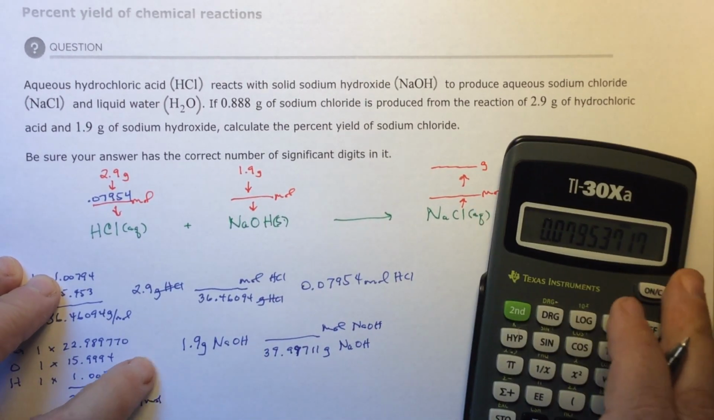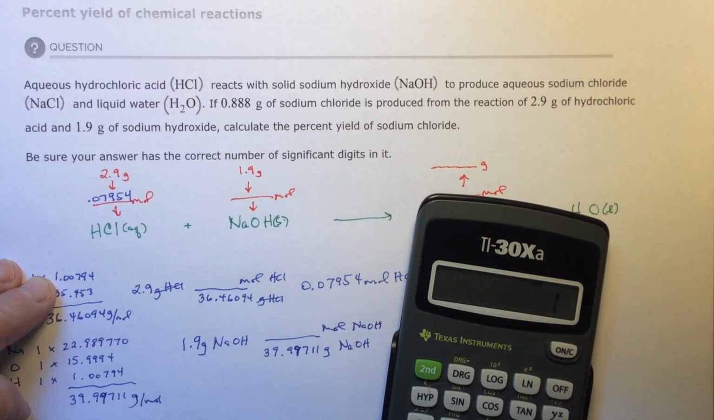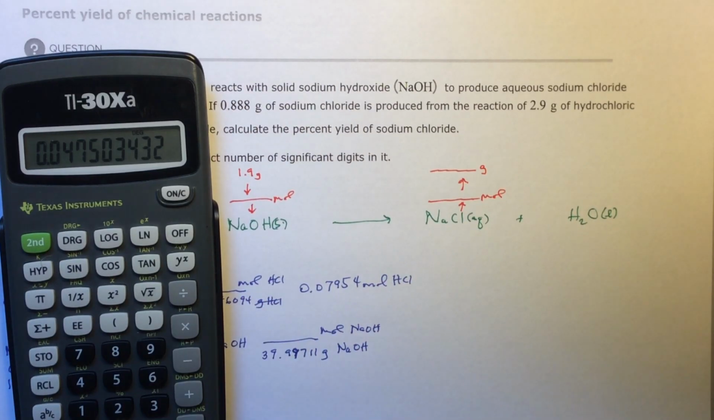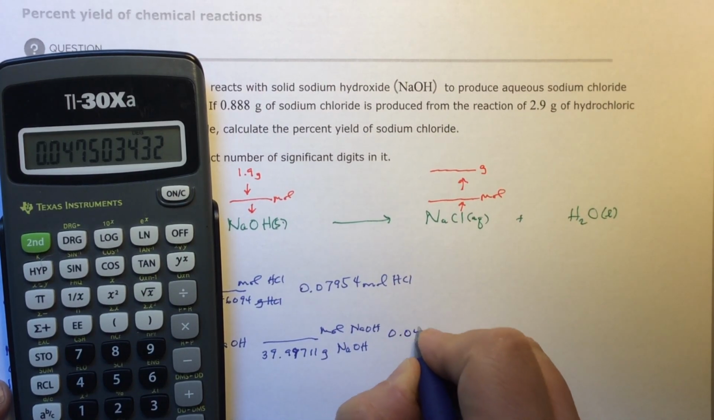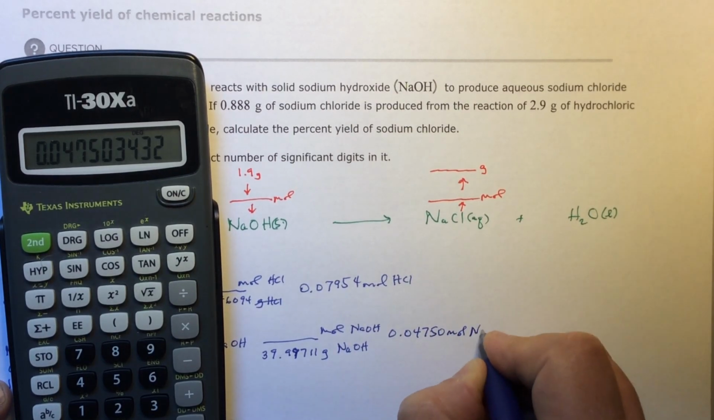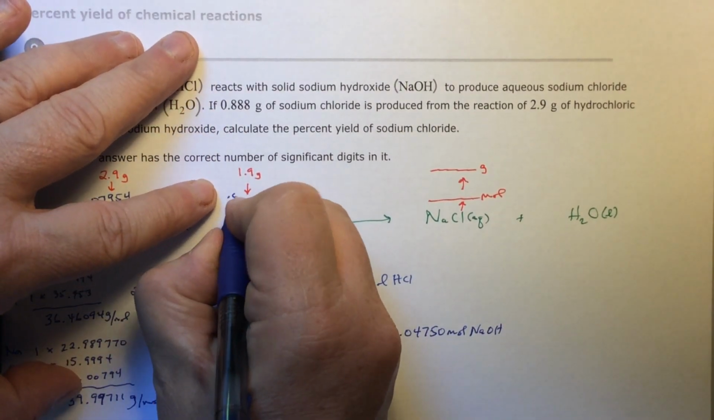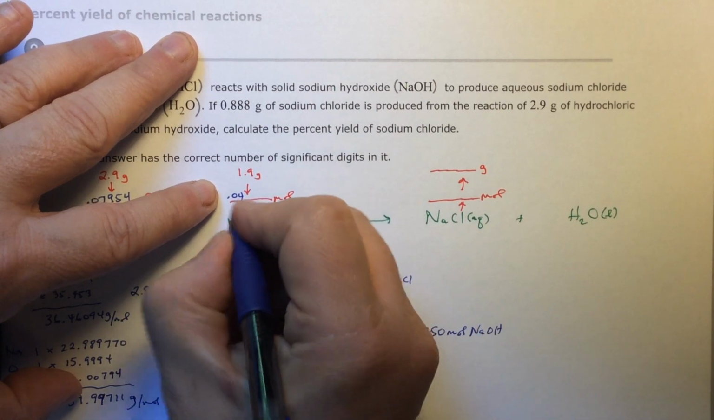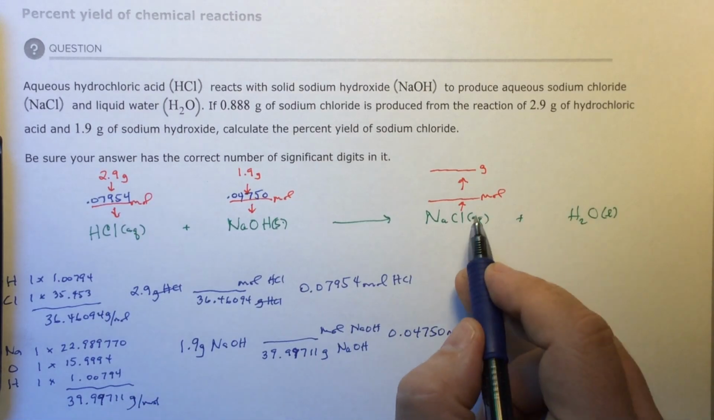How much is that? Divided by 39.99711 is 0.04750 moles of NaOH. That goes here, 0.04750 moles.